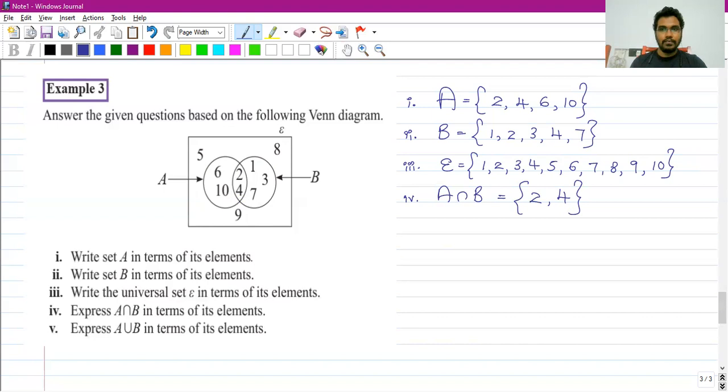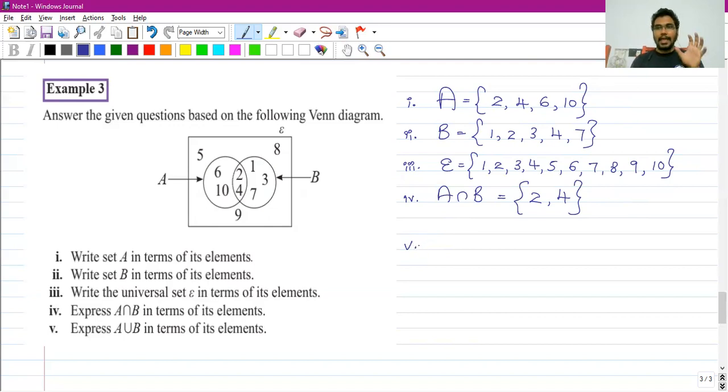Yes. So if you see these two sets, now we have done it using the Venn diagram. Now I am going to do it using these two sets: 2, 4, 6, and 10, and 1, 2, 3, 4, and 7. You can see 2 and 4 are the only two elements common to both sets A and B. So A intersection B will be 2, 4. I think you can understand it.